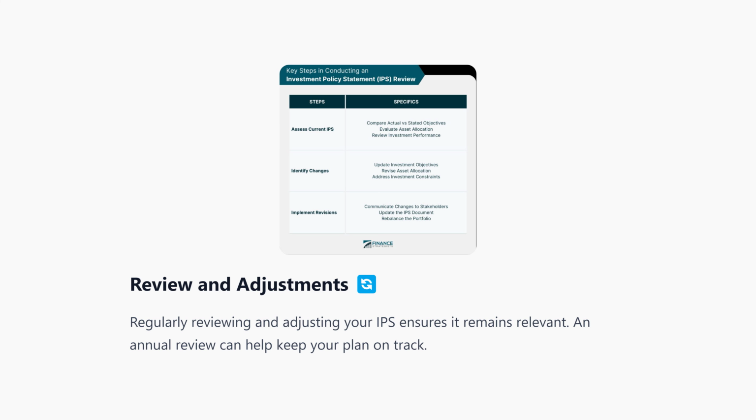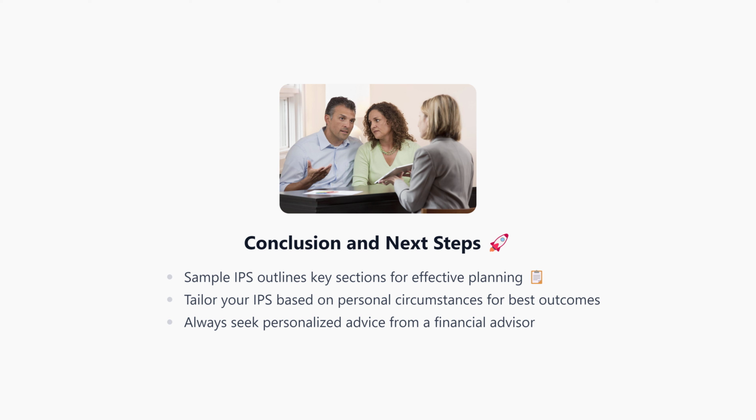Regularly updating your IPS ensures it aligns with changes in personal circumstances or market conditions. Remember that this is just a sample IPS, and your specific circumstances may necessitate modifications. Always consult with a financial advisor for personalized guidance.